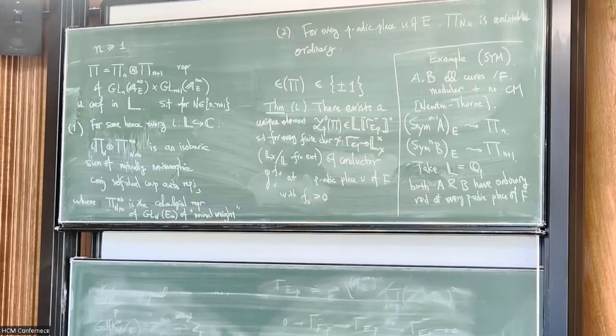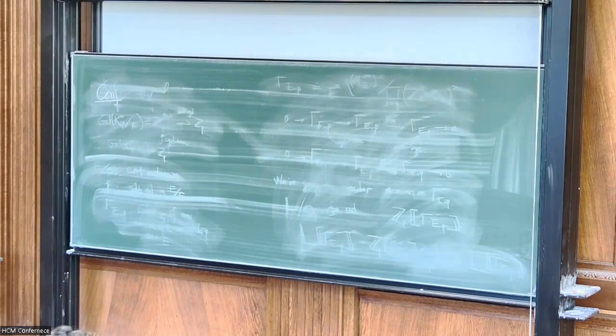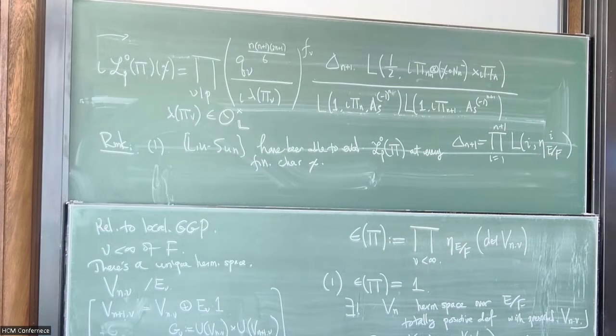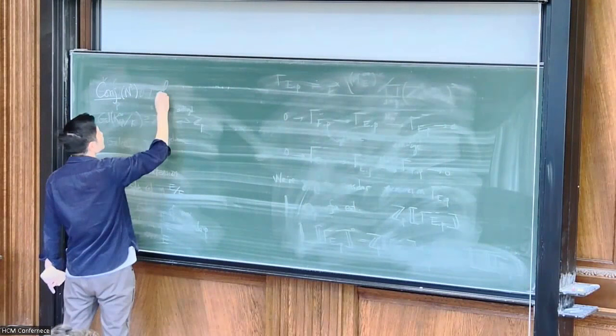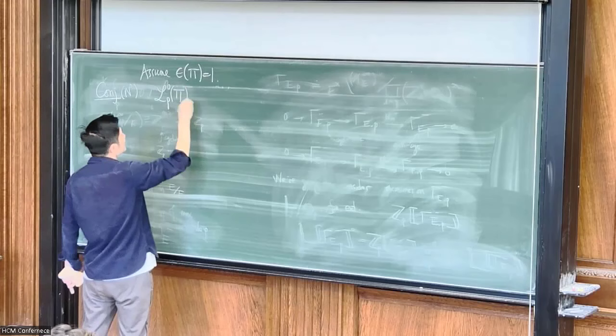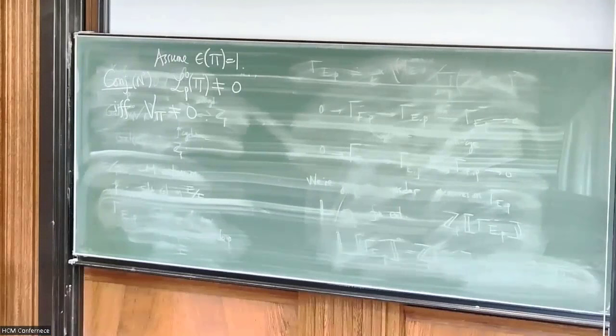So conjecture. If you realize that in the notation I put a zero as a superscript in the L-function, this zero means it is supposed to be responsible for the rank zero case. So I label the conjecture as N_0. So this L-function, L_p^0(π), assume this epsilon π is one. This L-function is not zero if and only if V_π is not zero.